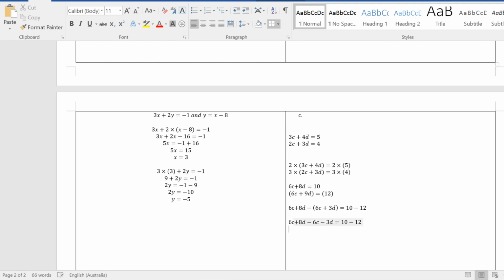All right, now we simplify by collecting like terms. I should have simplified that side, but we can do it on the next line down. 10 minus 12 is minus 2.